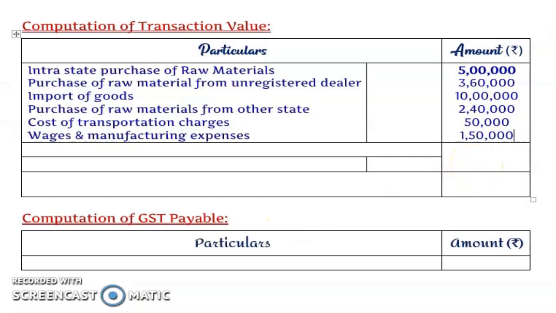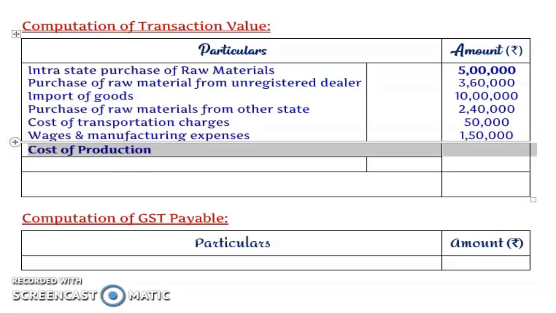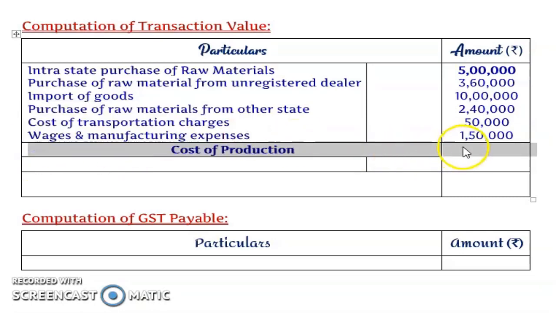So that will be equal to the cost of production, right? Because all these components are related to cost of production. So which is equal to cost of production. So I'll make it bold and center aligned. Then we'll find out the total. 5 lakh plus 3,60,000 plus 10 lakh plus 2,40,000, 50,000 and 1,50,000. You can use your calculator. So I'll do it manually.